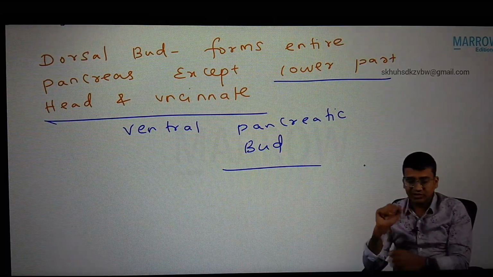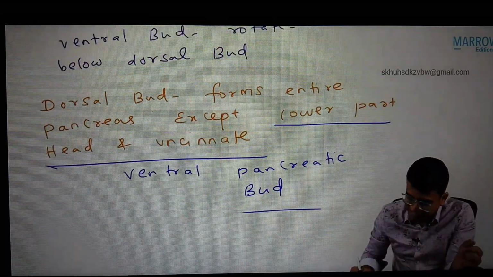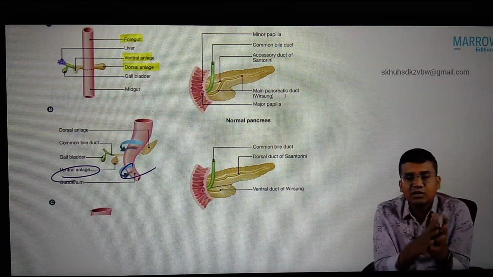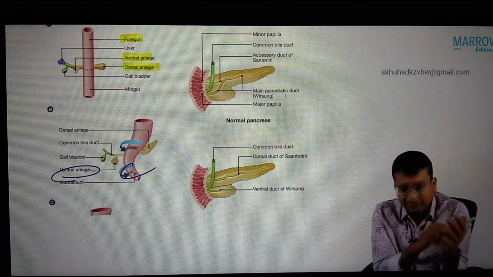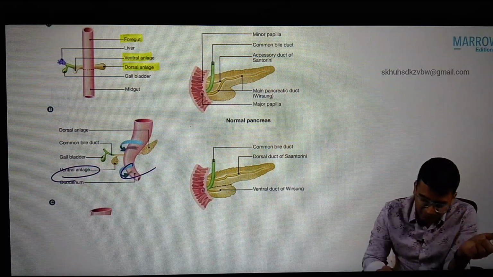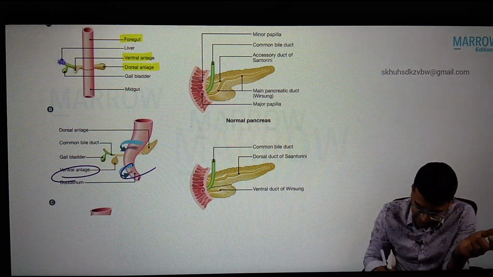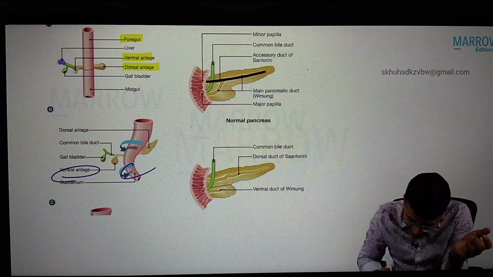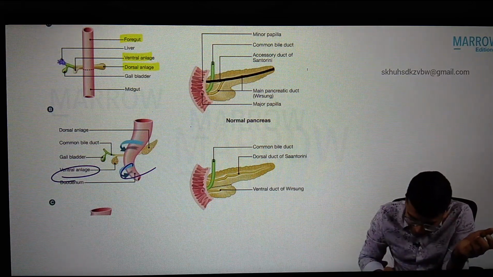Next, duct system. Now dorsal bud is having the dorsal duct and the ventral bud is having the ventral duct. Okay, fine. Now we have major duct and the minor duct. See here, I'm going to shade this area. This entire thing is a dorsal duct and this is our ventral duct.